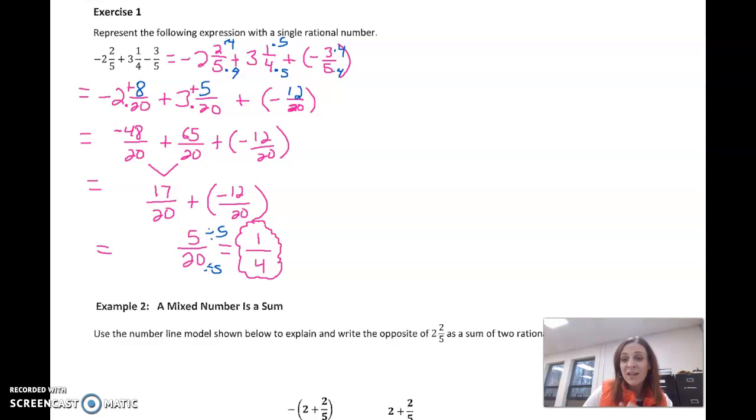And if it's not fun, then you really need to pay attention as I use our properties to actually make it a little bit easier, okay?